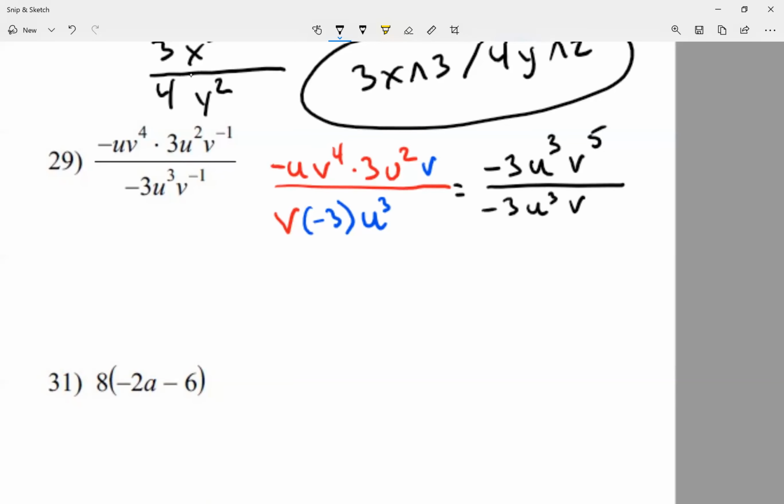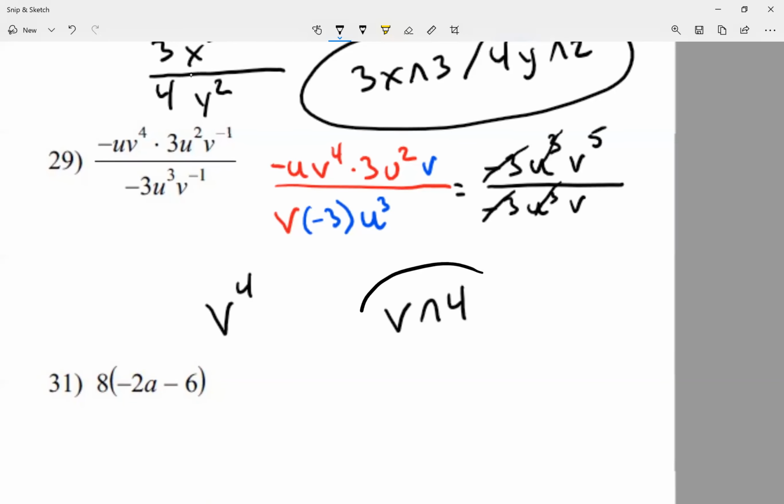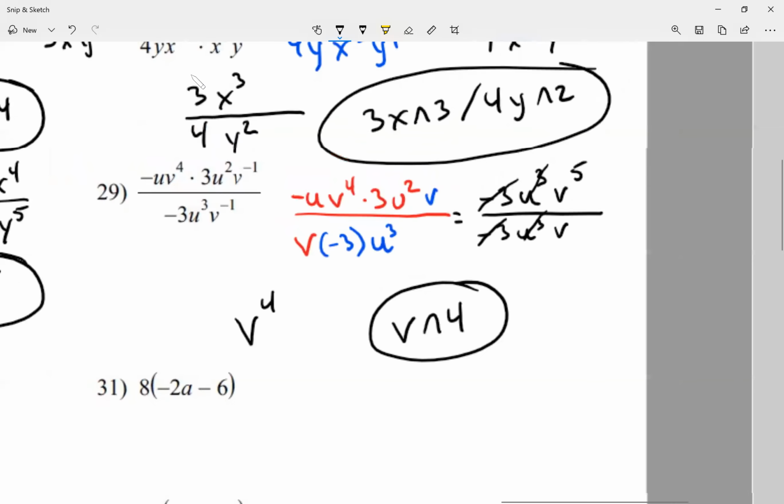Now, let me simplify. The negative 3's cancel out, right? The negatives cancel out. The 3's cancel out. The u's, funny thing is they cancel out as well. I subtract the exponents, 0, so they cancel out. When it comes to v, I get v to the 4th. I keep it on the top, so I don't have a fraction anymore. The way I'm going to type that is v to the 4th. So that's the idea on exponents.